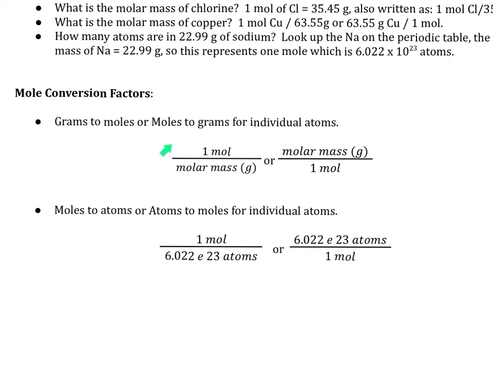So 1 mole of something has the molar mass, and this molar mass is from the periodic table, and you can write it in this direction or you can flip it. The molar mass of a particular element has 1 mole. And then if you want to go from moles to atoms, you would use this conversion factor that has moles and atoms. For 1 mole of whatever element, there's that many atoms. Or you could have 6 times 10 to the 23rd atoms is 1 mole.